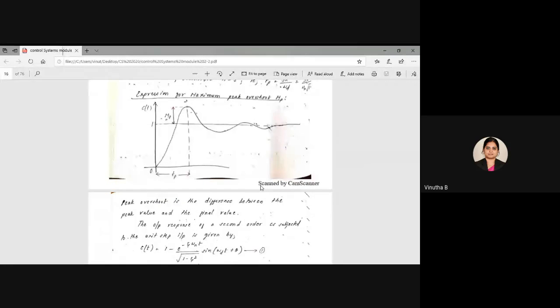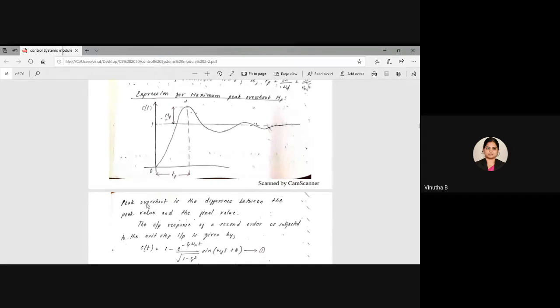Similarly, we now have to derive the maximum peak overshoot. For this, I have already told you the equation, which is given as percentage MP is equal to C of Tp minus C of infinity divided by C of infinity. To find this MP, first we have to find C of Tp, then find C of infinity, and then substitute in that formula, and then you can easily derive the equation for MP.